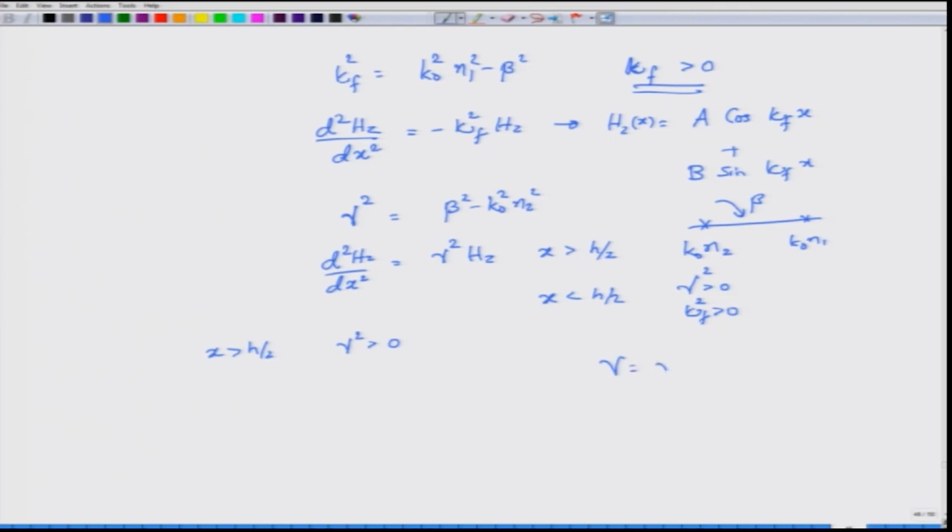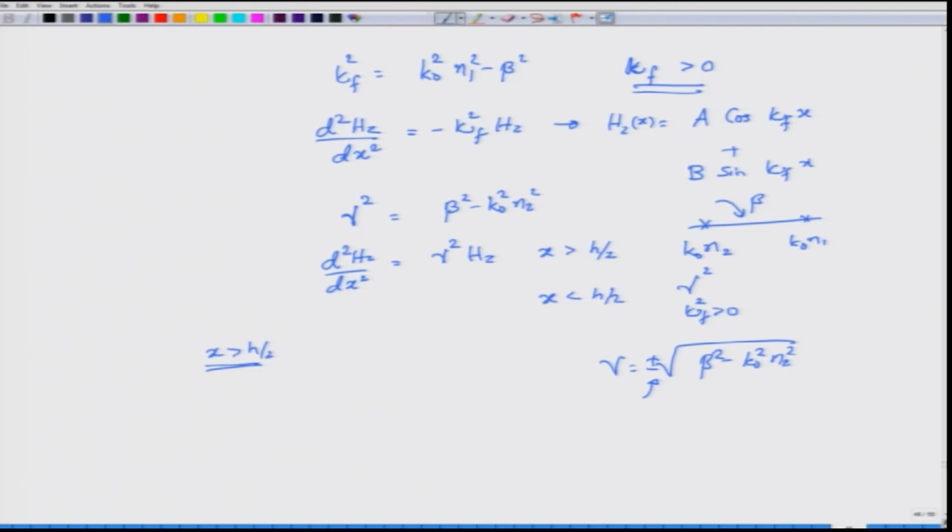So, gamma will actually be equal to the square root of beta square minus k0 square n2 square, plus or minus, correct, and I can't choose the plus sign for the field outside, in the cover, right. So, when I am looking at x greater than h by 2, I cannot assume gamma to be a positive quantity. In fact, gamma square is just defined in this way, but gamma can be plus or minus, and I have to choose the minus quantity over there.